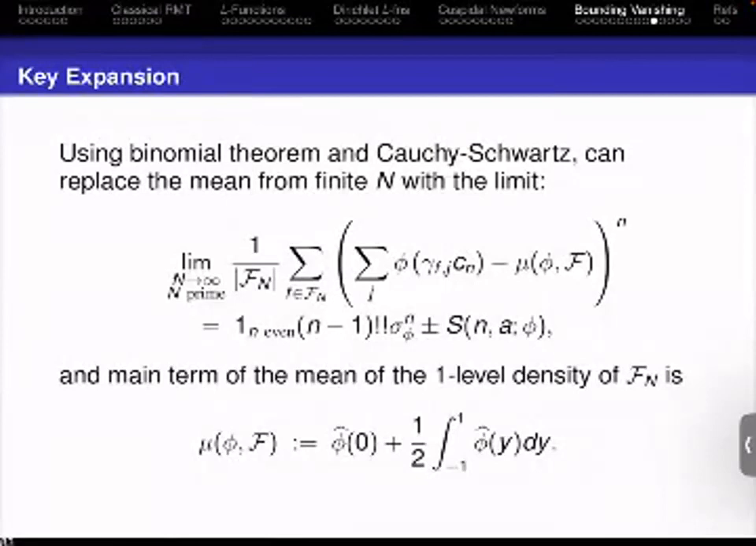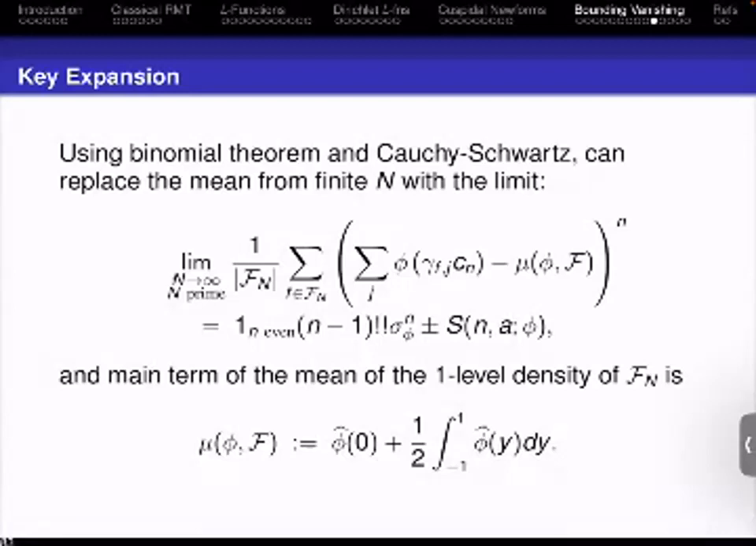And then the main term, the mean, is actually very easy to calculate. Technically, we shouldn't be using the limit of the means. We should be using the mean for the finite level in which we're doing it. But you can show by the binomial theorem and Cauchy-Schwarz that if you replace the mean up to level n with the mean as n goes to infinity, the error is so small that it doesn't really matter. And you can just have this easier quantity to look at.